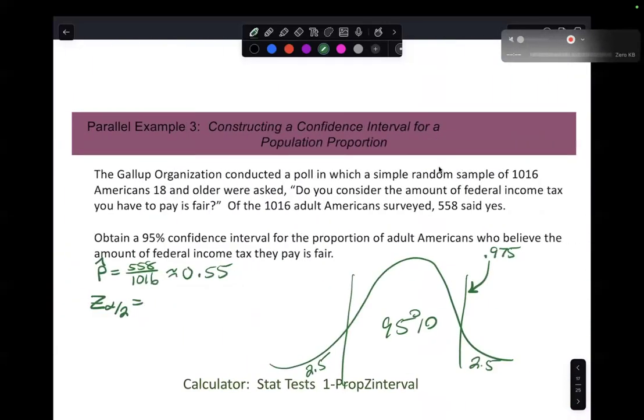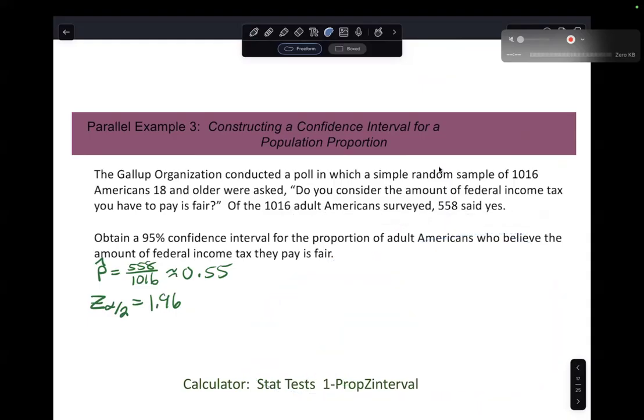Let's go back. I do love the z table though. It's just something nice about being able to look on the table and see it. All right. Now I'm going to calculate the standard deviation. So my p hat times 1 minus my p hat, divided by our sample size.